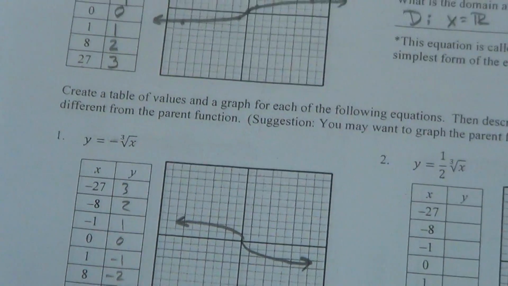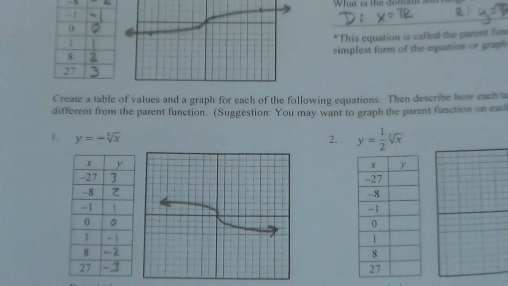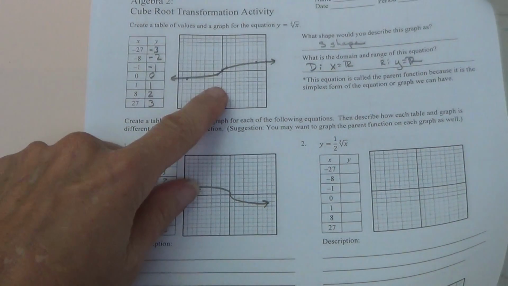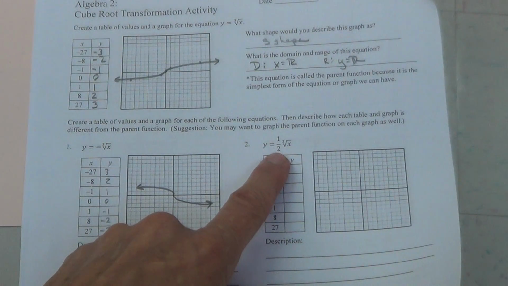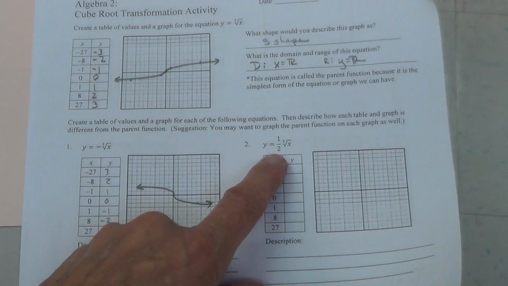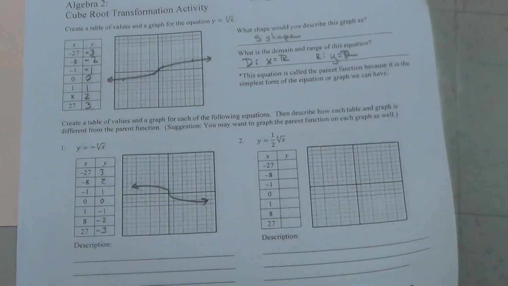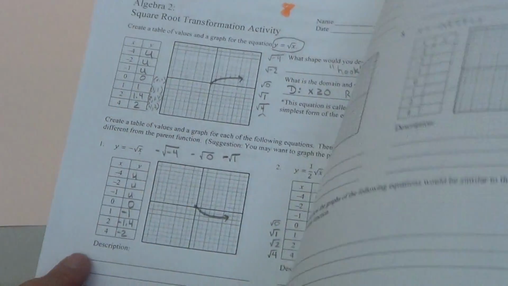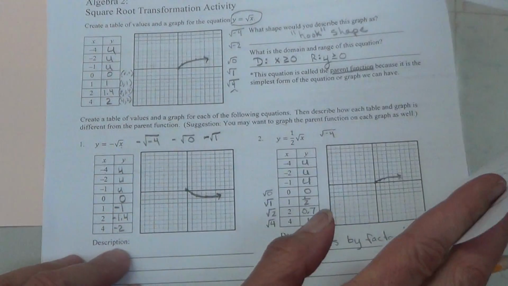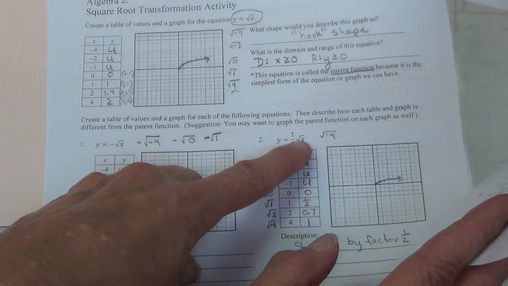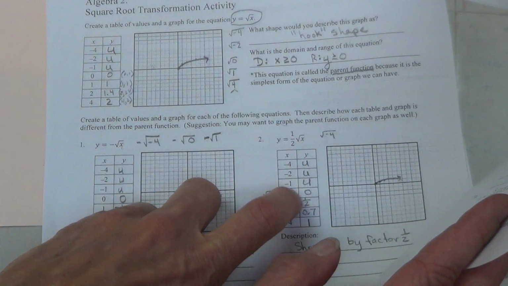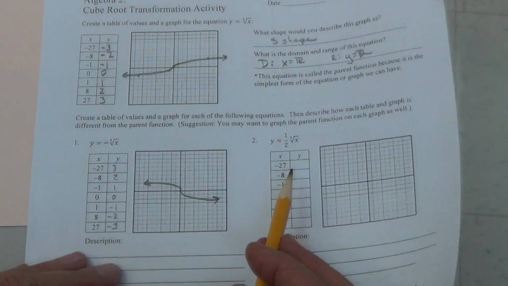Well, on page 10, here's our parent graph. We are going to multiply that parent graph values by 1/2. Think back to what happened on the previous page when we took the square root and we multiplied it by 1/2. Do the same thing with these values.